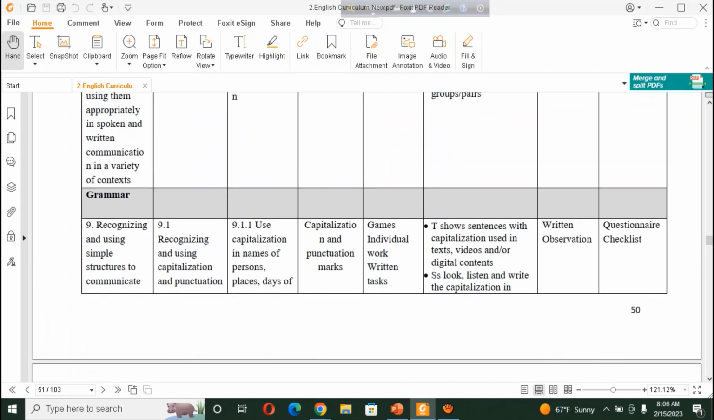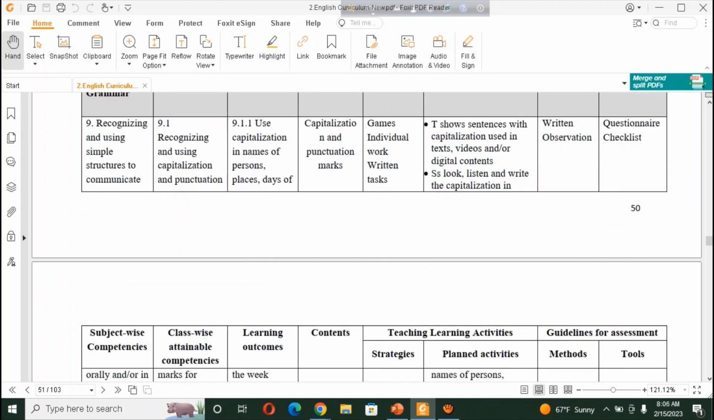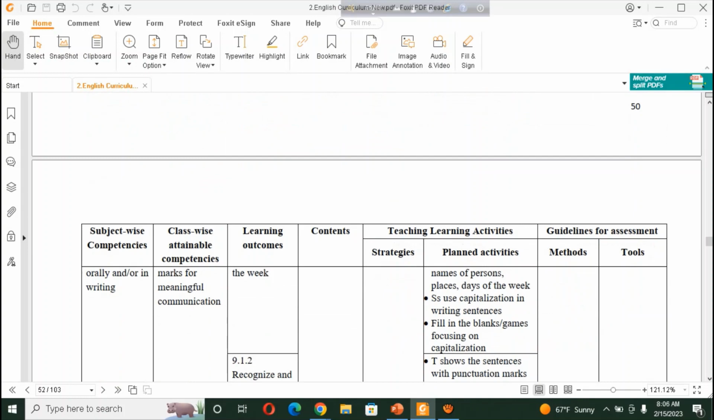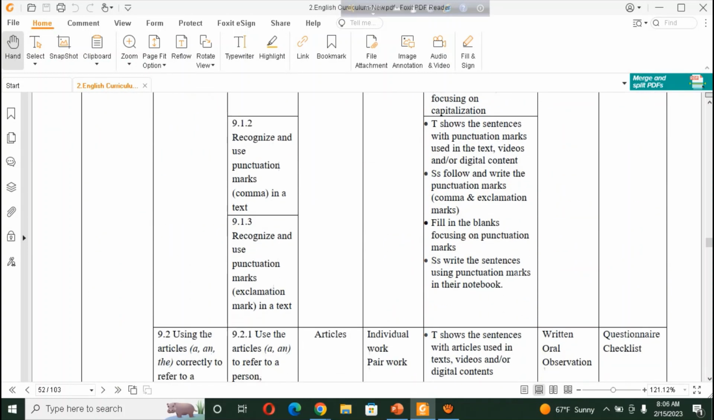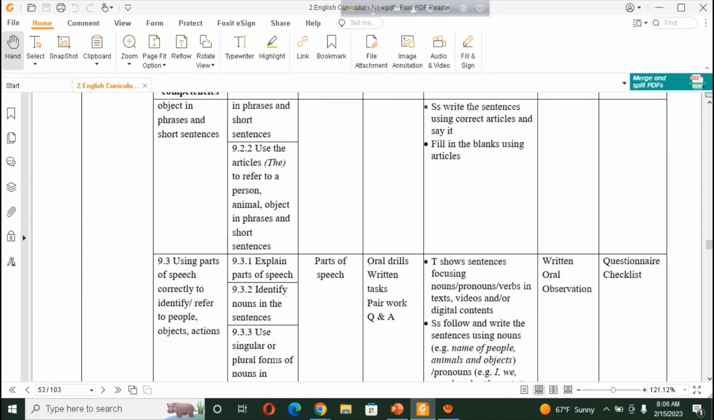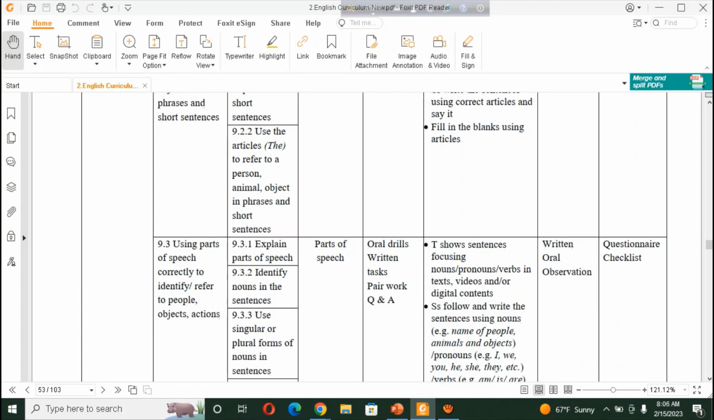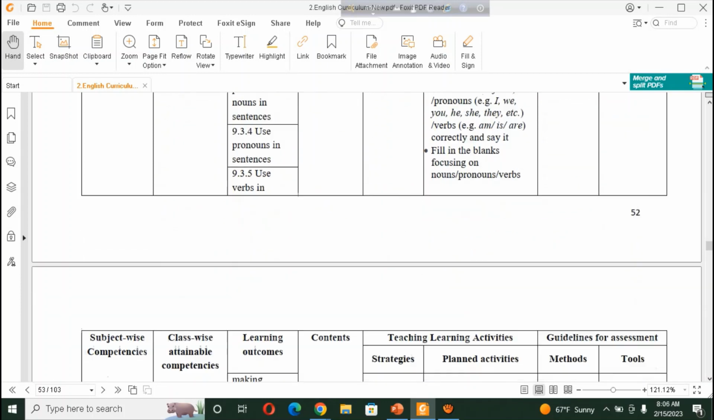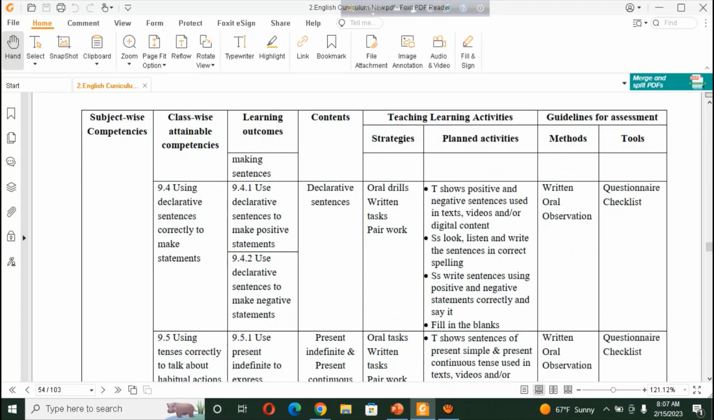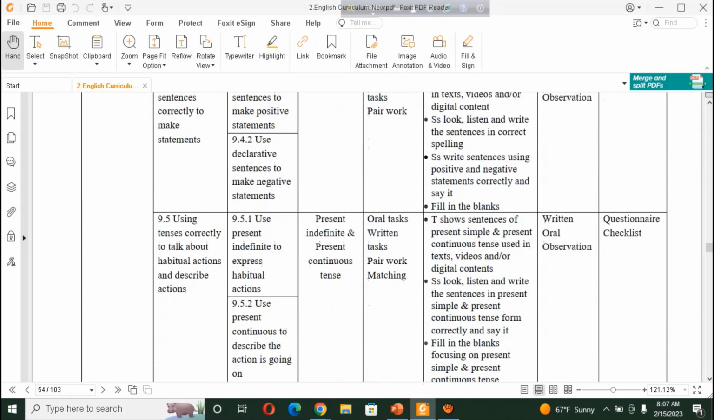Type of question, use capitalization of names of persons, places, days of the week, and recognize the use of punctuation marks. Use the article to refer to a person, animal, object in phrases and short sentences. Use the pronouns in sentences, use verbs in making sentences, use declarative sentences to make positive statements.